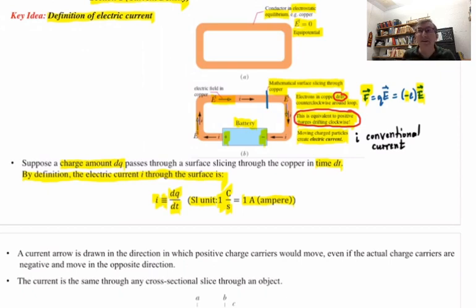And you can think of current as the rate at which charge is passing through a surface. Notice in the diagram, as I said, there's a current arrow drawn in the direction in which positive charge carriers would move. That's what I meant by conventional current. Even if the actual charge carriers are negative and moving in the opposite direction, you won't get into any trouble if you pretend that it's positive charges moving opposite to the negative charges.